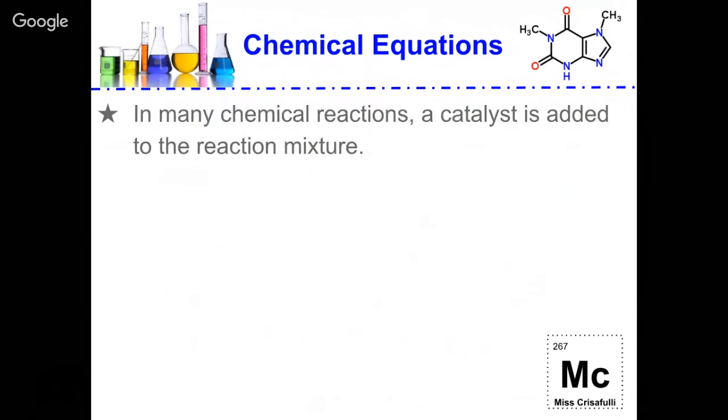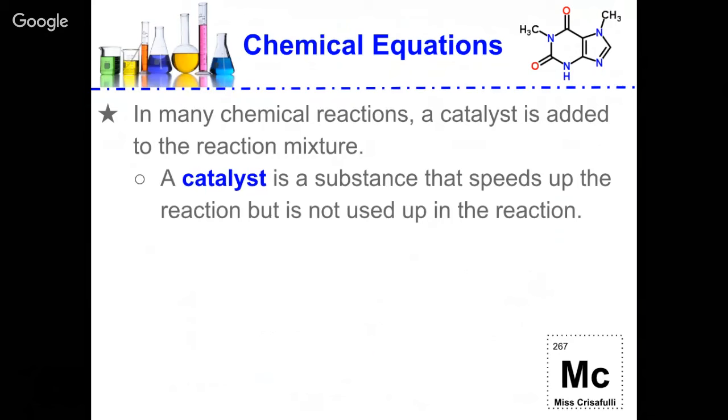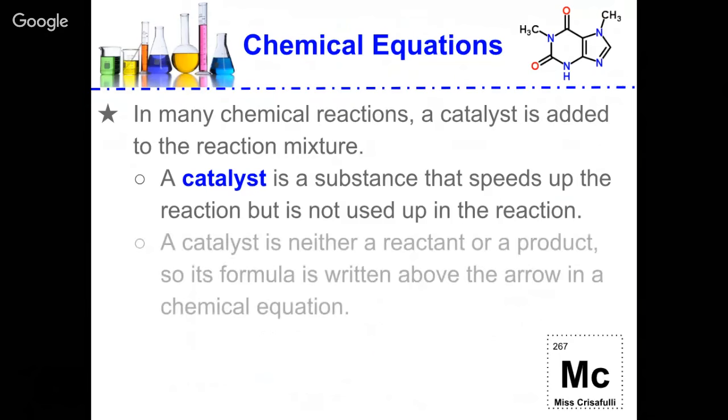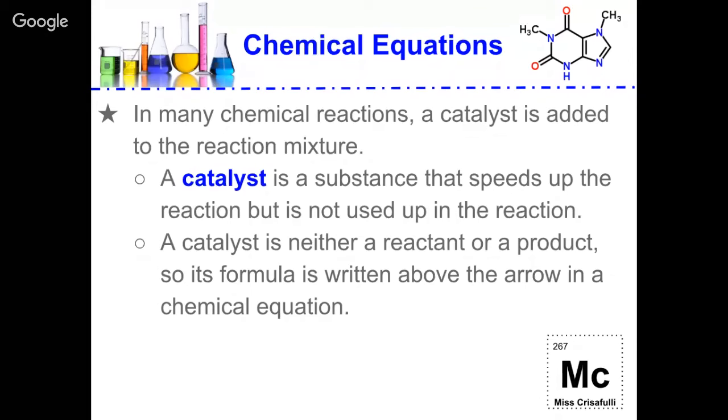In many chemical reactions, a catalyst is going to be added to the reaction mixture. A catalyst is a substance that speeds up the reaction, but is not used in the chemical reaction. So it's not either going to be a reactant or a product. And how we denote that is we write the formula of the catalyst above the arrow in the chemical reaction. So let's look at hydrogen peroxide when it decomposes.